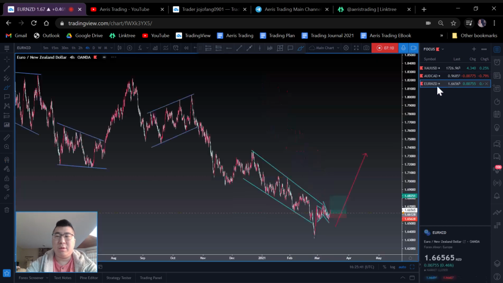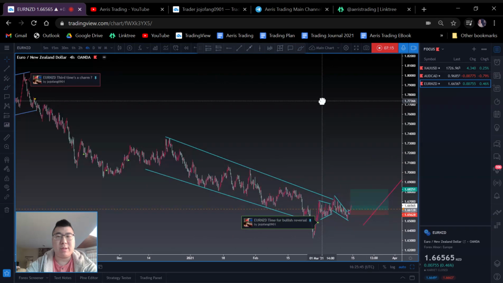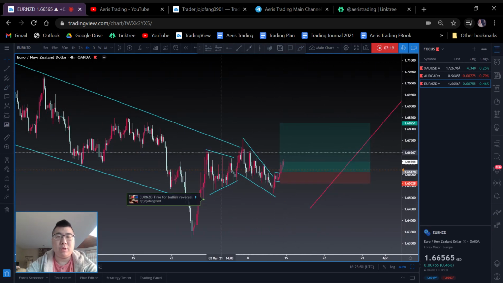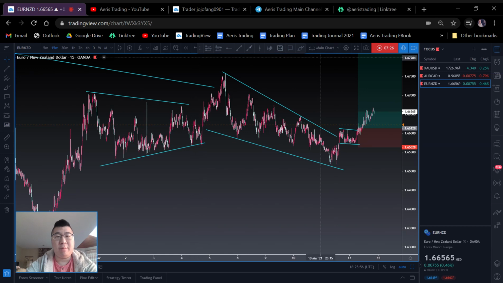So the last trade I took is on Euro Kiwi. I've been talking about Euro Kiwi for quite some time because if you guys recall last week, I actually took 2 additional Euro Kiwi trades that all resulted in break even. And that is how it is with this kind of approach, with my kind of management.